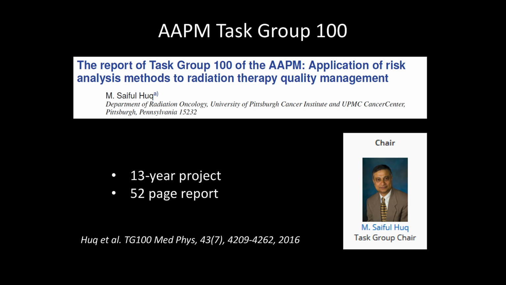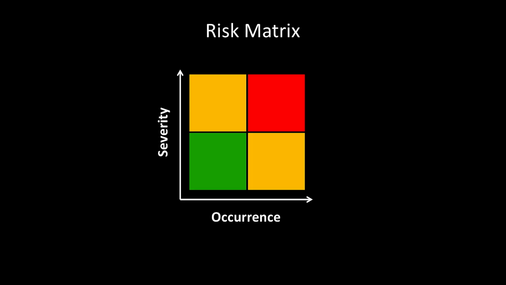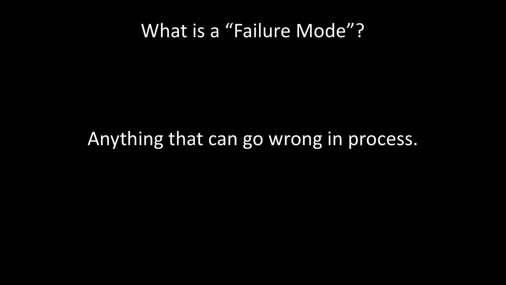So let's take a step back and ask a fundamental question: what is risk? You can think of it as this matrix, and you basically have severity of something and the occurrence of something, and they combine together to give you a risk index. So let's look at an example of what is a failure mode. It's basically anything that can go wrong in the process of care.